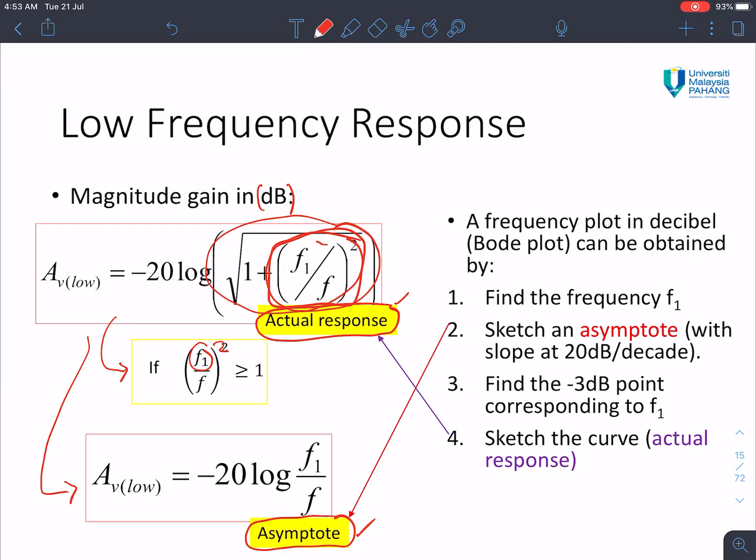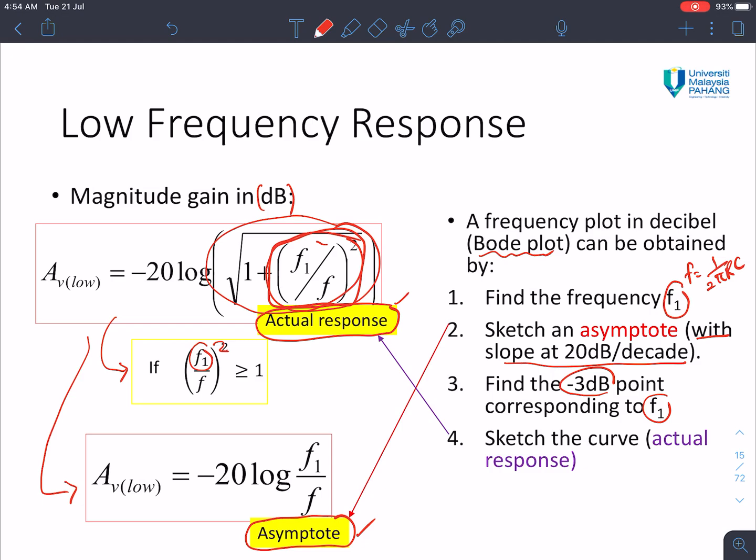To do a frequency plot in decibel, we call it a Bode plot. The first step is to find the frequency F1. This is the frequency we get from the formula F equals 1 over 2 pi RC, as in the previous formula. Second, we sketch an asymptote. The slope of this asymptote is 20 dB per decade. Third, we find the negative 3 dB point corresponding to F1. Remember this frequency, then we have the negative 3 dB point.